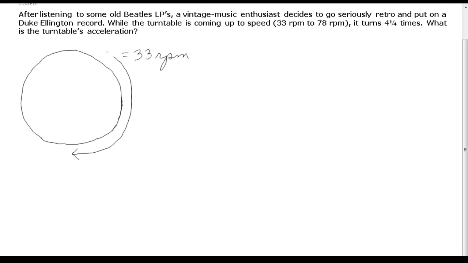So I'm going to symbolize this with lowercase omega, and I'll use a subscript 0 to represent that this was at the start of the problem. Similarly, the final speed is 78 RPM, and that will again be an angular velocity. So I will mark that at the end of the motion arrow.